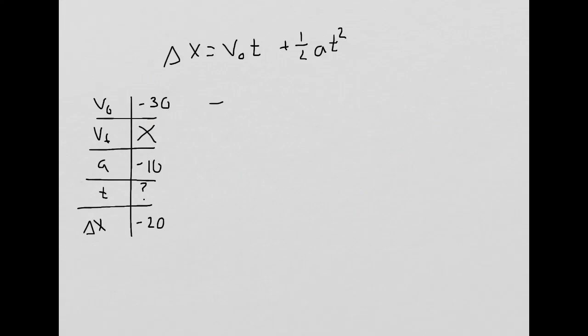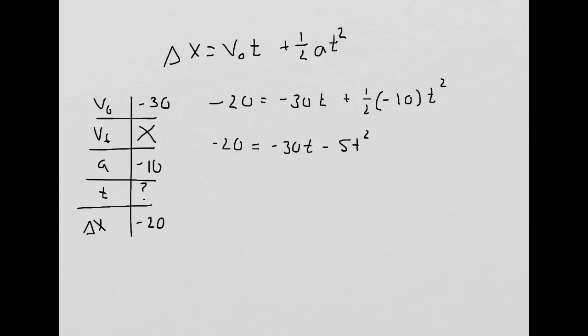Now I can plug in and I get negative 20 equals V0, which is negative 30, times time, which we don't know, plus 1/2 acceleration, which is negative 10, t squared. So negative 20 equals negative 30t minus 5t squared. Going to divide everything by negative 5, so I get 4 equals 6t plus t squared. Set it equal to 0, so I get t squared plus 6t minus 4 equals 0. I can factor that. Actually, no, I can't factor that, so I'll have to use the quadratic formula.